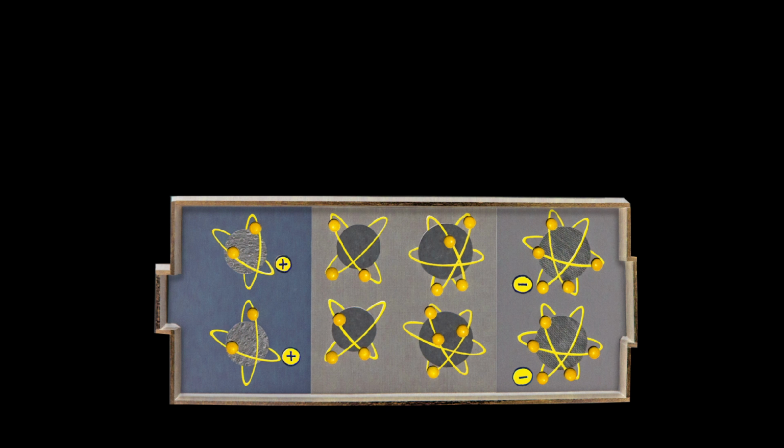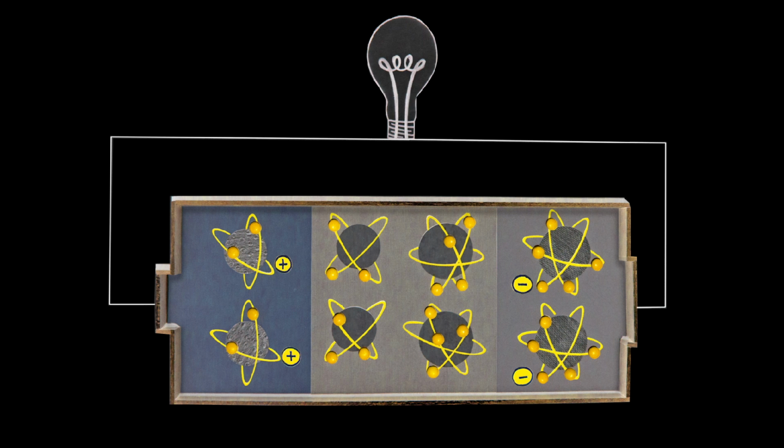The system intends to achieve a state of equilibrium. This becomes possible only when the two polarized sides of the battery are connected through a wire. Completing this path allows the flow of loosely bound electrons from anode to the cathode.